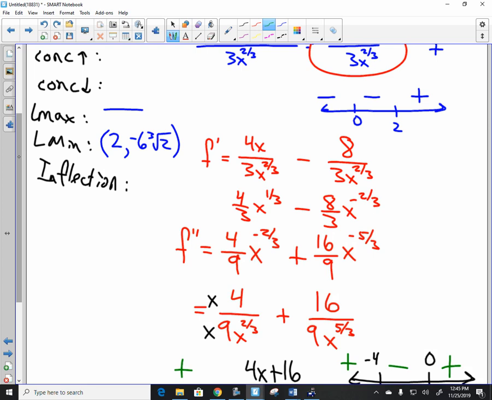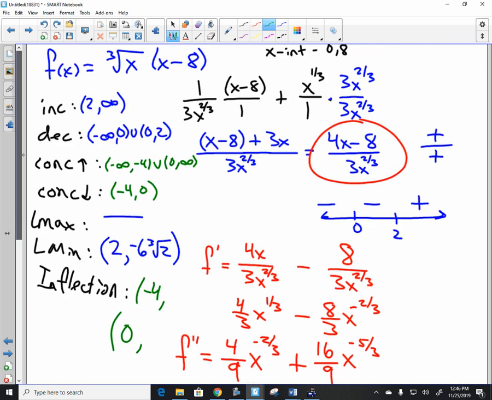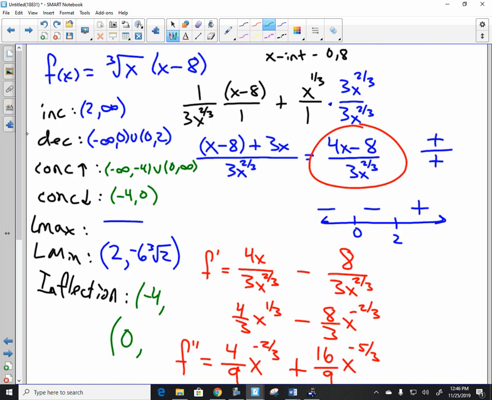Concave up where? Good job. Concave down? Do I have inflection? Inflection is where it changes concavity. Inflection, negative 4 and 0. Could we find out the y values? Plug it in the original. If I plug in 0, what do you get? You get 0.